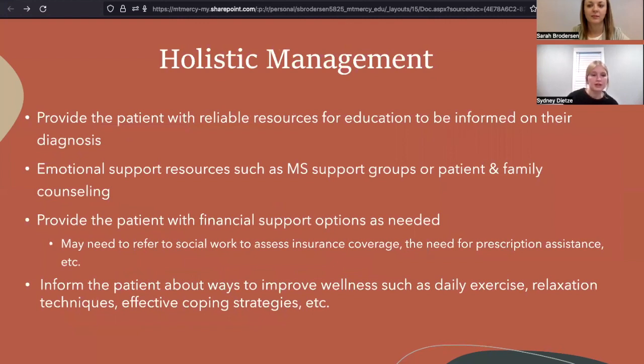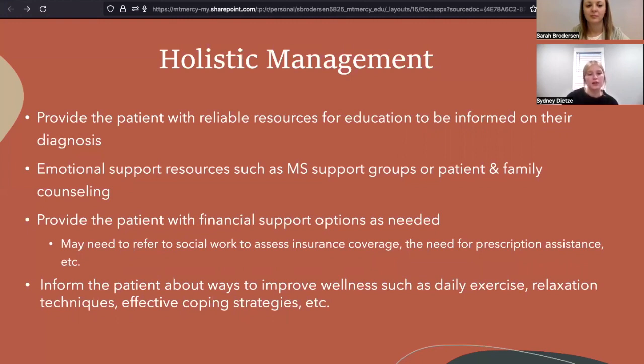So holistic management, providing the patient with reliable resources for education so they can be informed on their diagnosis and just have that sense of control. Emotional support resources such as MS support groups or patient and family counseling. This can be really important due to the depression and anxiety that's associated with an MS diagnosis. So just making sure that they're being supported in the emotional aspect as well as the physical.